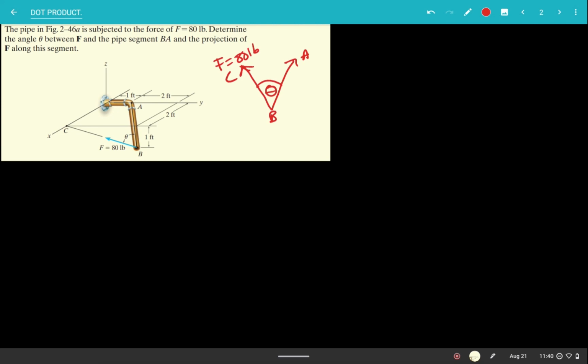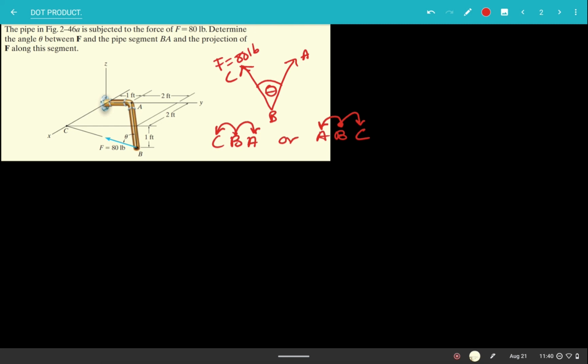So now to determine the angle in between F and the segment, we first have to establish the position vectors. Since the angle that we're looking for is at B, which means it's angle CBA, or others could write it as ABC. So I'm trying to look for the positions from B to C, then B to A, or rather B to A or B to C. Either way, it will still come out.